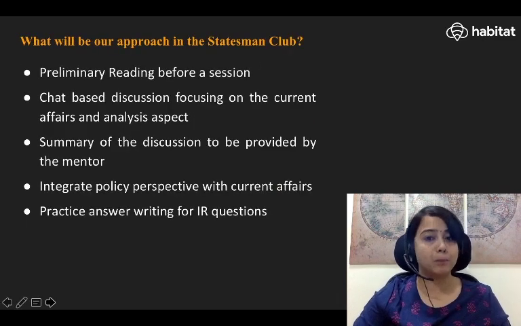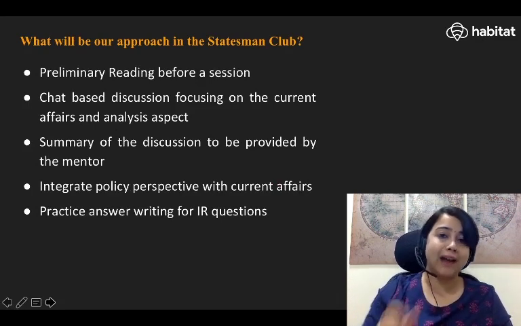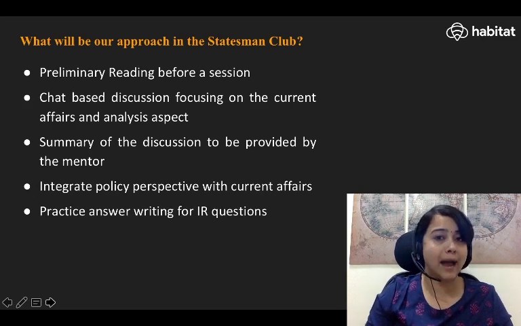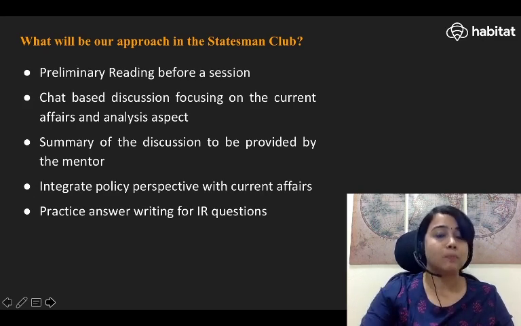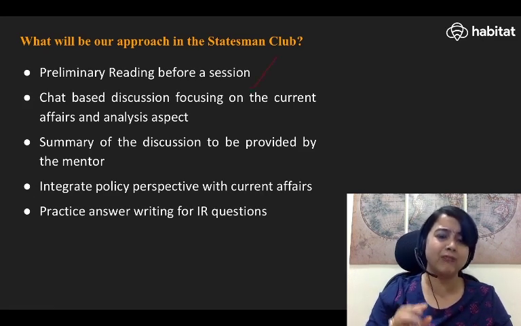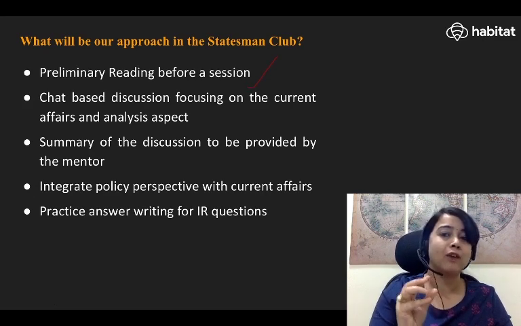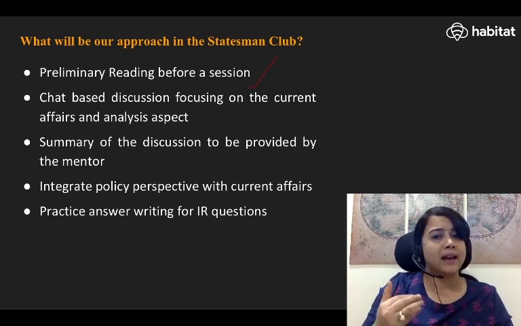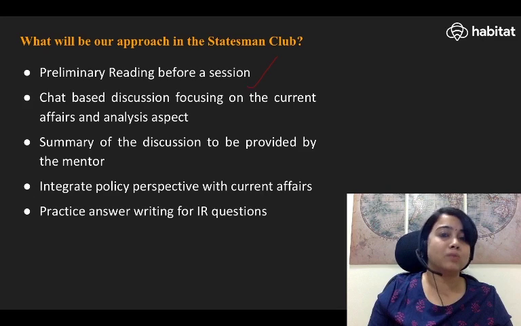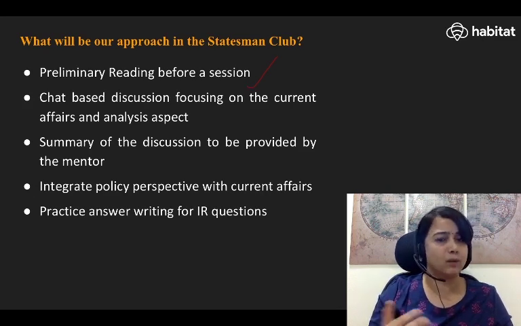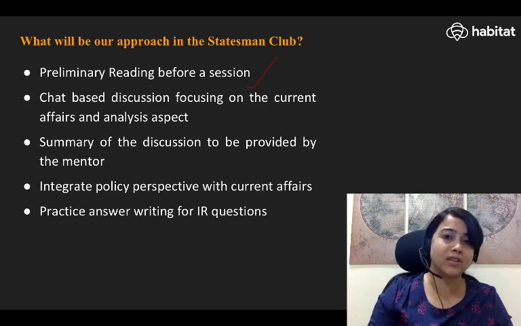What will be our approach in the club? Now, Habitat is a chat based platform, so our actual discussions are going to happen through chats. But before every session, I will be providing you with some kind of preliminary reading. It will be a short reading, maximum 4 to 5 pages. It can also be sometimes a newspaper article, like, say, from the Indian Express explained section, that I would want you to read before you come to the session.